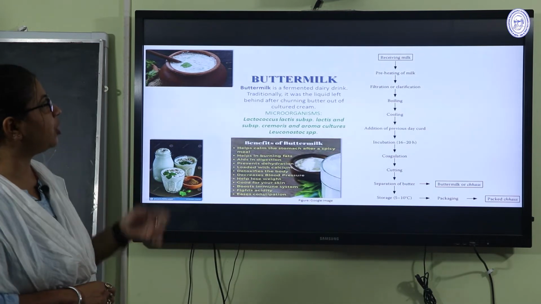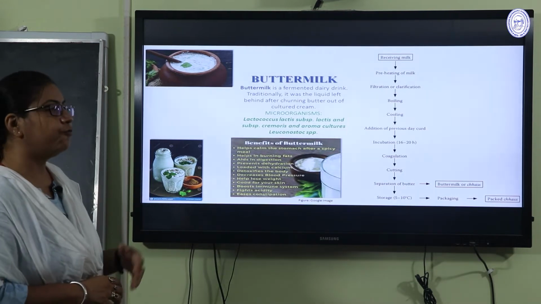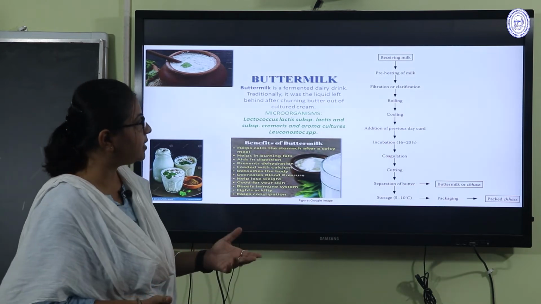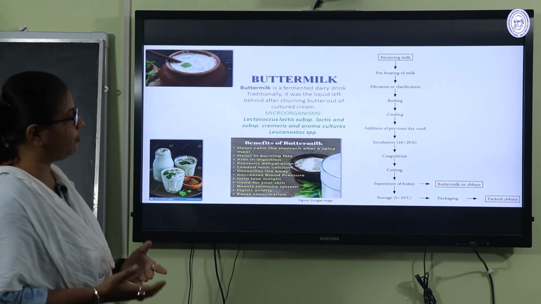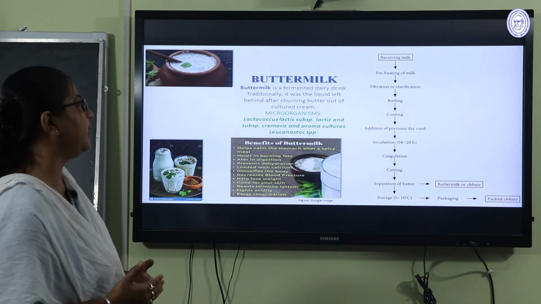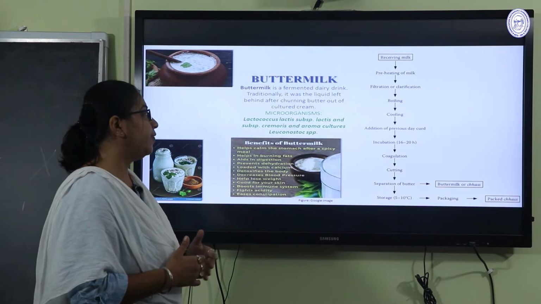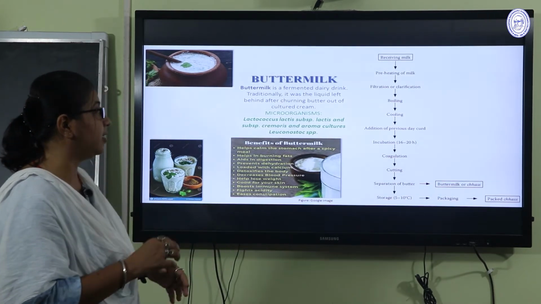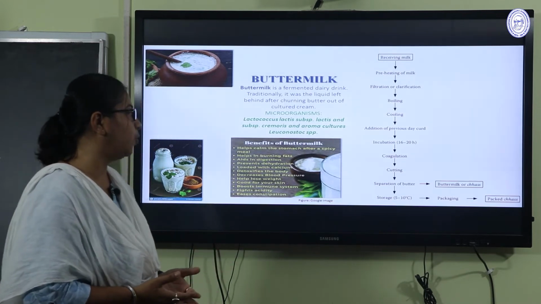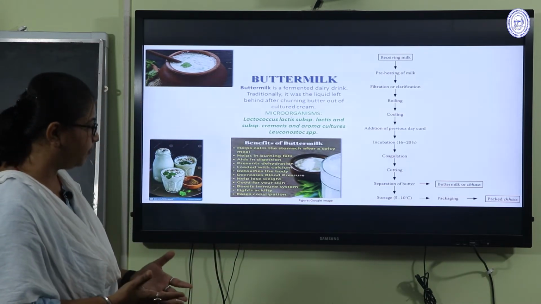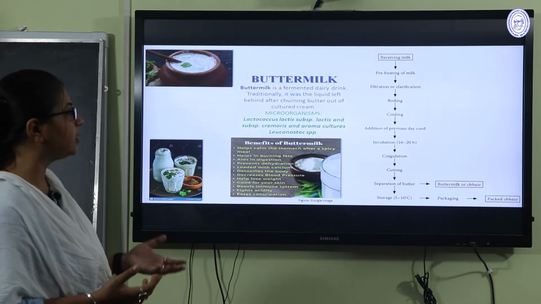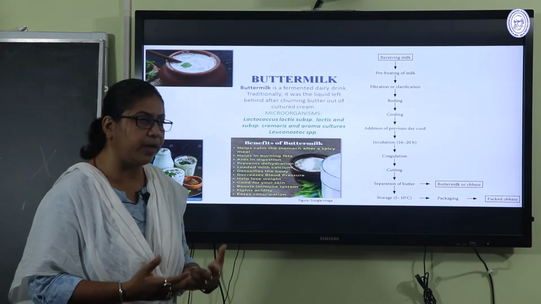The preparation of buttermilk: first the milk is received, then it is preheated, and filtration and clarification are done. Again, boiling is done. After boiling, cooling is done. Then the previous day's curd is added to the pre-cooled milk. It is incubated for 16 to 20 hours. So coagulation is formed, the coagulum is cut, and then the butter is separated, so the buttermilk or chaas is ready. It can be packed for the market as well.